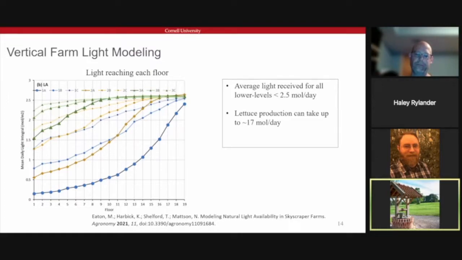And interestingly, for both LA and New York, the average light received for all the lower levels is quite low. It's less than 2.5 moles per day for LA and less than 2 for New York City. And this is low compared to the requirements for crop lighting. Lettuce production can take up to 17 moles per square meter per day.